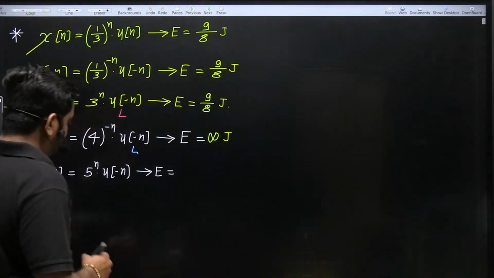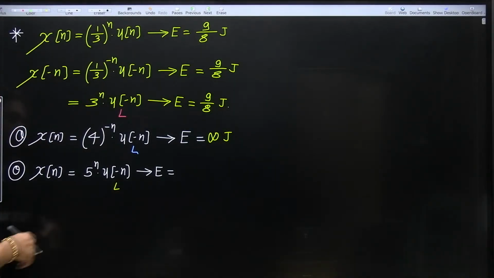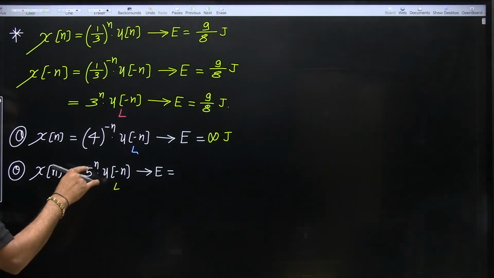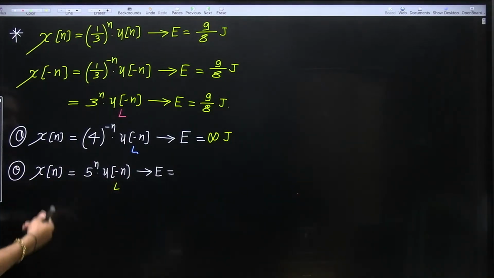very good, Manoj. See, here it is a left-sided signal. Left-sided signal means negative values of n. So if you put n equal to 0, then 1. n equal to minus 1, then 1 by 5. n equal to minus 2, 1 by 25, then 1 by 125, and so on. So it is decreasing on the left-hand side.